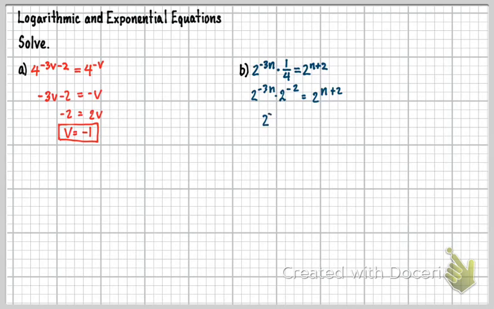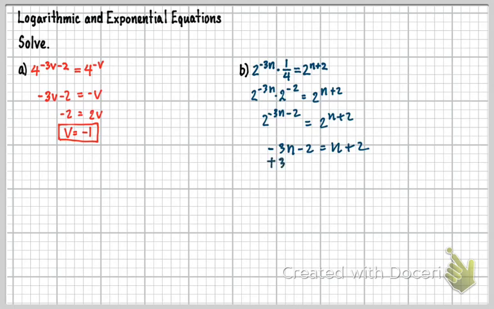So this is going to be 2 to the negative 3n minus 2, and that's going to equal 2 to the n plus 2. So now that I have the same bases, and when I mean the same base, it's a single base on each side, it has to be in this form for me to get it to where I need it to be, then I can say negative 3n minus 2 has to equal n plus 2. And then from here, I just solve the equation.